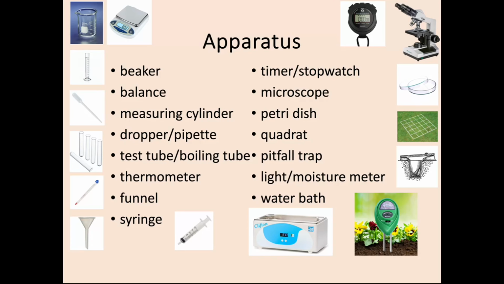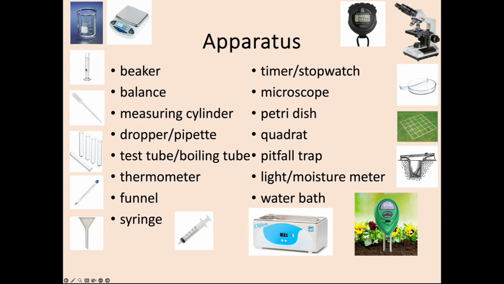within the skills section. So we're going to kick off by looking at the apparatus that you need to know about. A lot of this will be familiar to you, so it won't be something we'll have to go over in any real depth, but we can see we've got a list here. So we've got a beaker. Okay, this is a beaker in the top left there. A balance, which we use to measure the mass of various things.